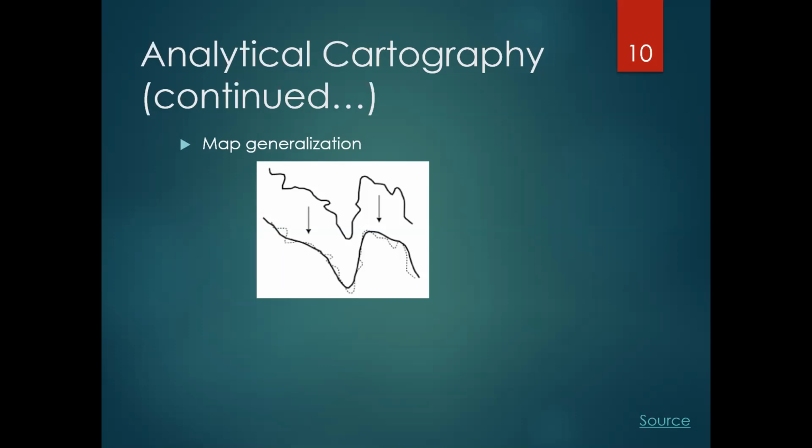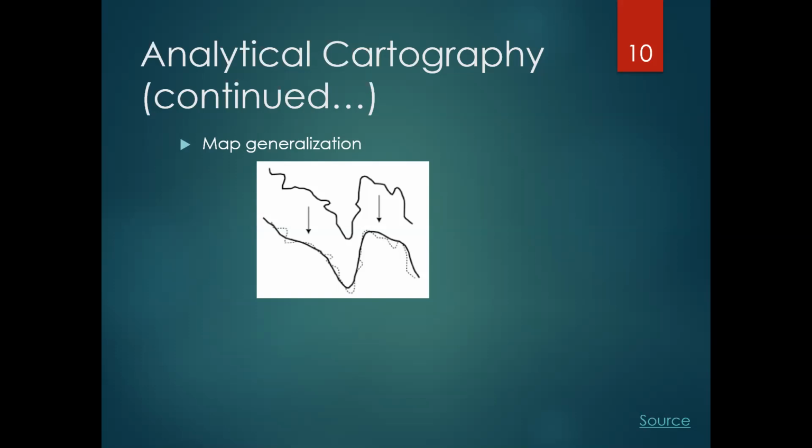So here we can say there are 2 linear features showing the same river, but the top one has more details in terms of the shape of the river and the direction of the flow, while the bottom one has fewer details, right? Sometimes when you're trying to show a geographic entity such as this river at a low scale, for example, county level, the top one would be your choice because you want to show more details at a lower level, at a lower scale.